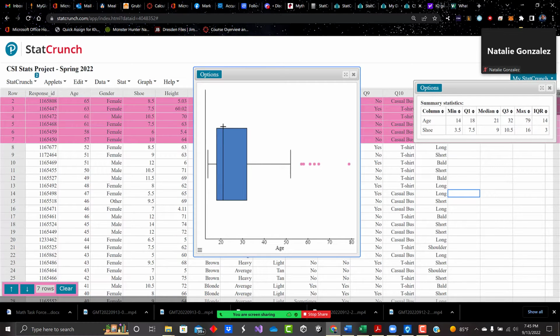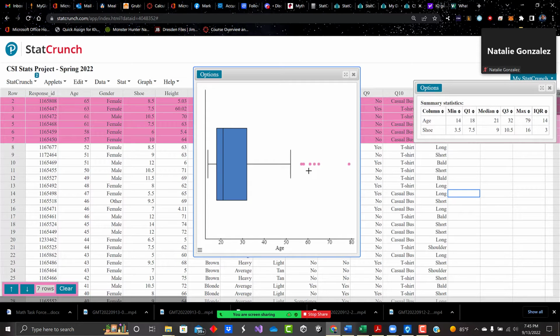But that represents these lines right here. Like this line right here in the blue box, that's the median. This left line is Q1. This right line is Q3. These vertical lines right here are the fences.